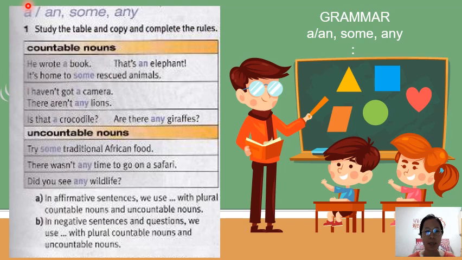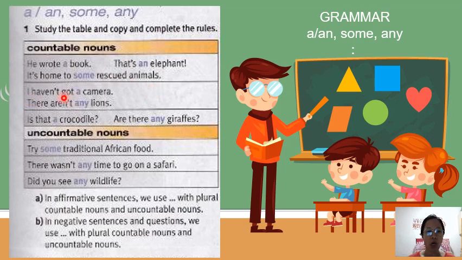So this one is in Pause 2. If it's not very clear here, you can look at your Pause 2 in the book for Form 1. Study the table and copy and complete the rules. Countable: he wrote a book. That's an elephant. Is home to some rescue animals. Just now I already told you the difference between a, an and some.